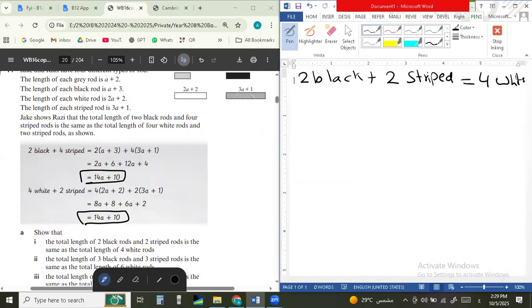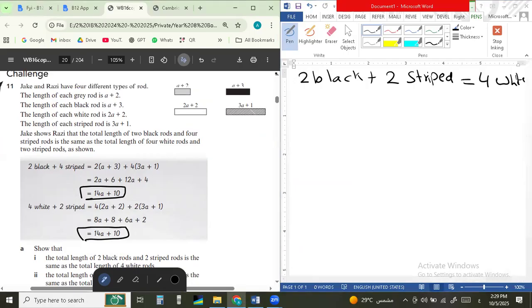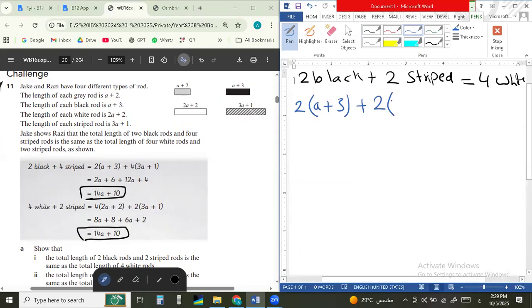Good? So they want you to show this. I'm going to go up just to see the black and the striped. The black here is A plus 3. I'm going to do it in a different color. 2 black means 2 multiplied by, they told you the black is A plus 3, plus 2 of the striped means 2 times 3A plus 1 equals. We're going to finish it first, then we see about the 4 white.